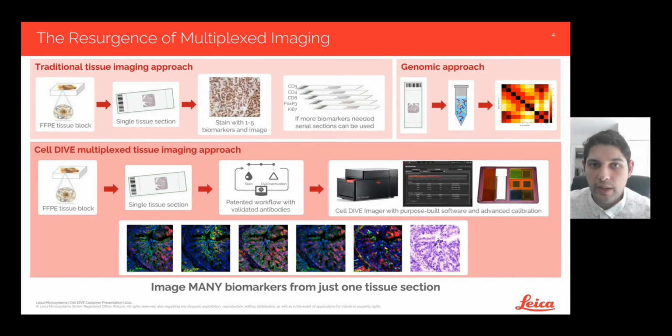In the genomic approach, however, these tissues can basically be ground up and something like RNA-seq can be performed. That gives you a fairly complete look at all of the RNA molecules that are within that sample. But of course, the spatial information is mostly lost.